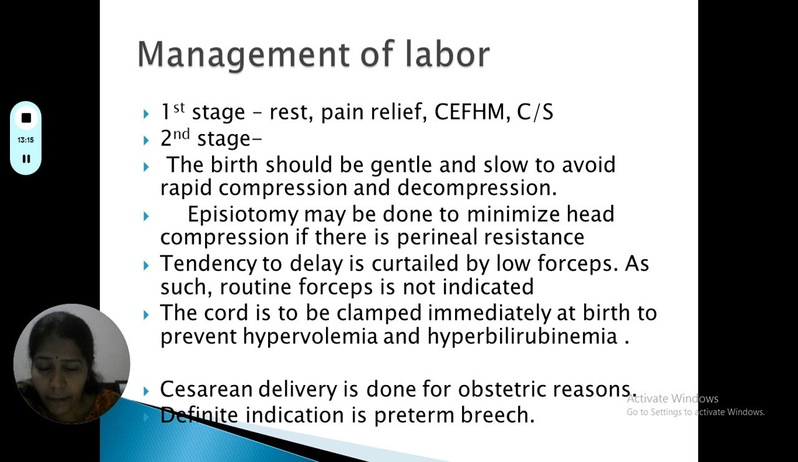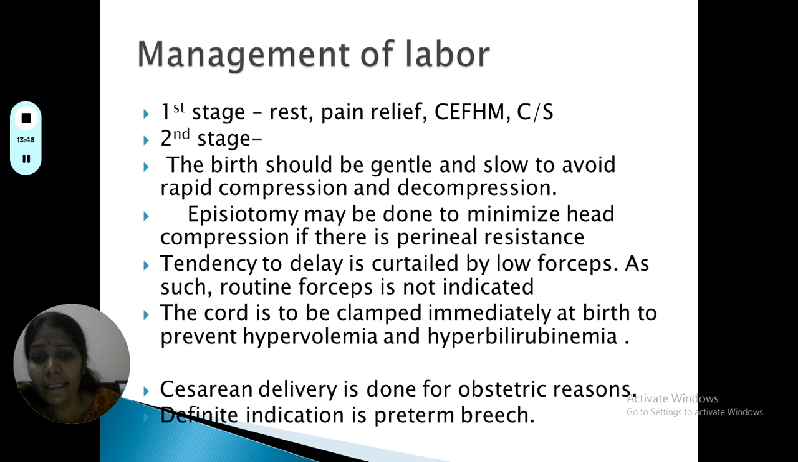And before or during labor, we should also ascertain the presentation, because in a preterm birth there might often be a breech or a malpresentation. So the presentation of the fetus should be ascertained before the progression of labor. And the cord is to be clamped immediately at birth to prevent hypervolemia and hyperbilirubinemia. So this is the care that we take during the second stage of labor for the baby delivery.